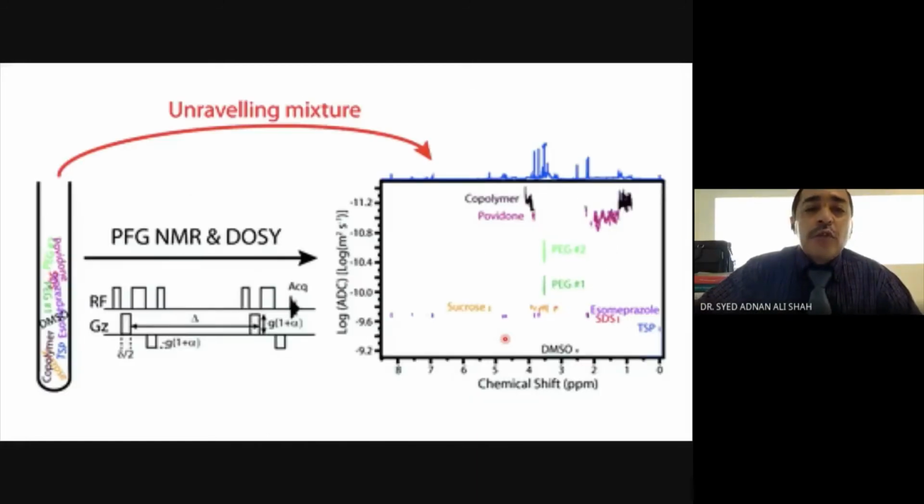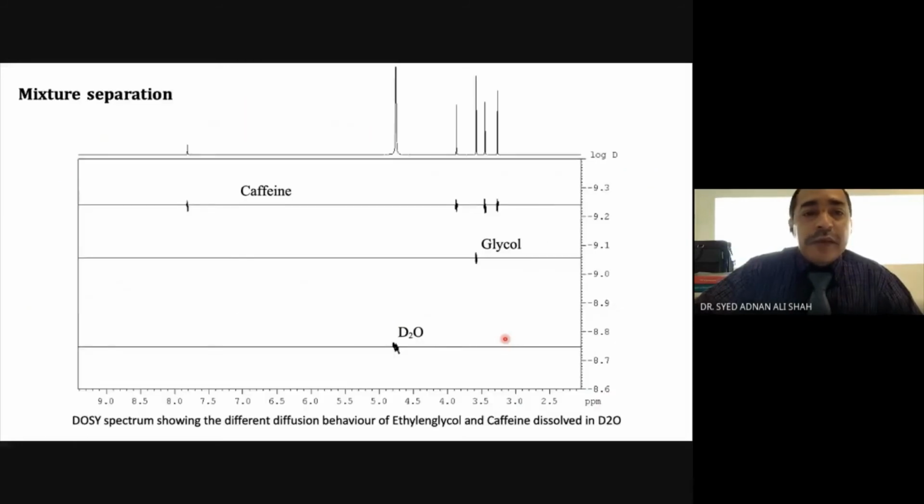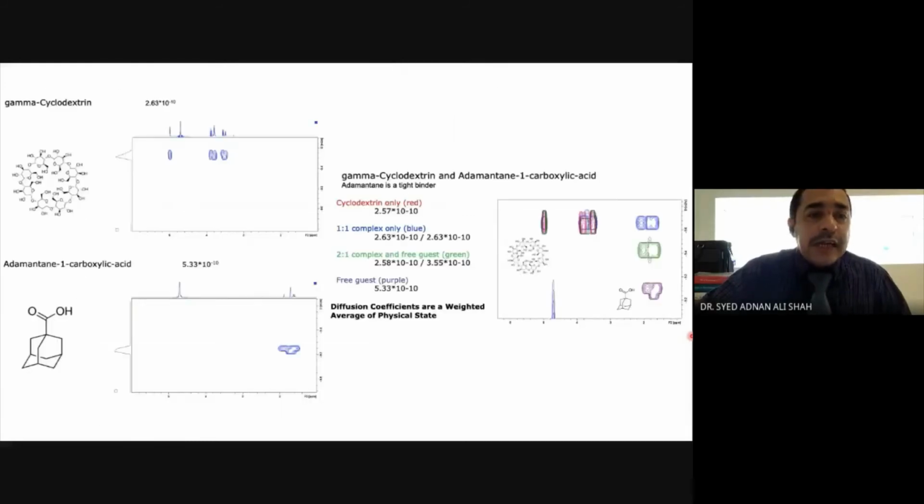It can also be used for mixture analysis. Let's say you have a mixture of DMSO, glycol and caffeine. On the basis of the diffusion rate of the different compounds, the mixture can be easily characterized. This is also used to study the interaction of a complex or a compound.